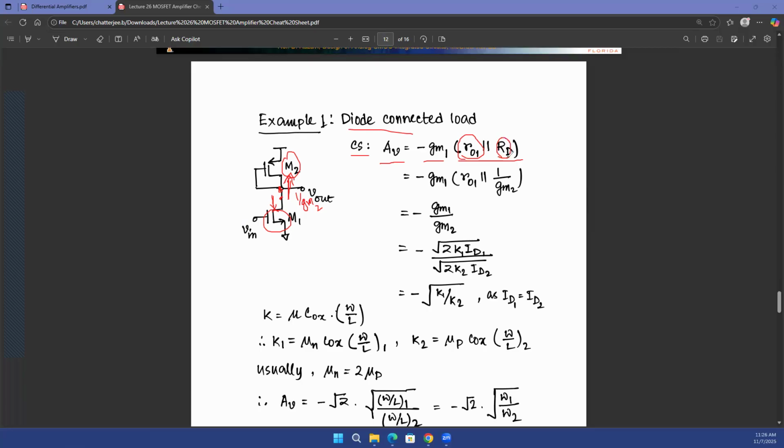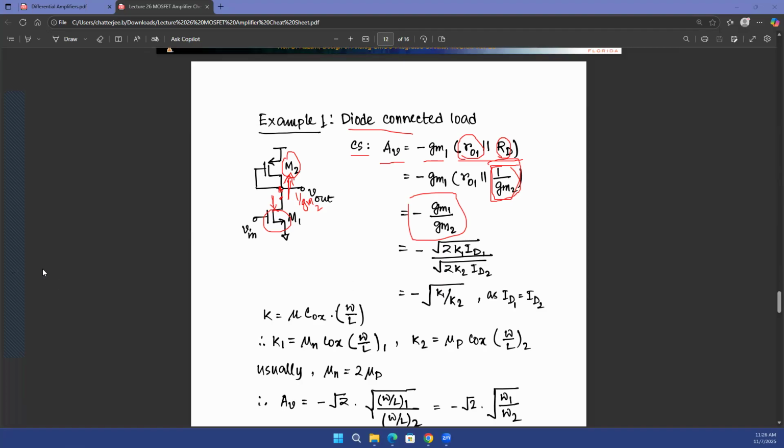And you already know the resistance that this load presents because this is a diode connected MOSFET, and diode connected MOSFETs will present a load of 1 upon Gm. Okay. So you have RO1 in parallel with 1 upon Gm2. That's your load resistor. RO1 is generally much higher, 1 upon Gm2 will be much lower. So the parallel combination of those two will be equal to 1 upon Gm2. So this ratio becomes minus GM1 over GM2. That's the gain of this circuit.